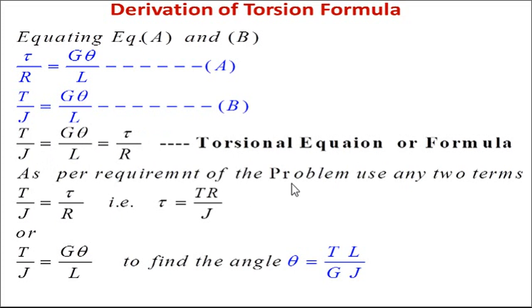As per the problem's requirement, you can use any two equations simultaneously and solve it. Okay, because there are 6 to 7 terms. If you want to calculate T, the other terms should be known. You can calculate the twist angle theta, other terms should be known. Okay, so in this way you have to use this torsion formula to solve the examples.